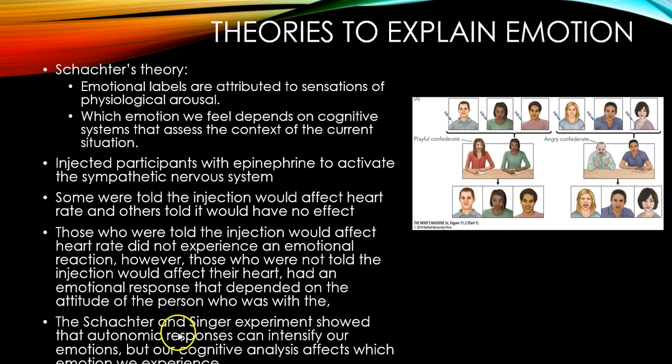And so this experiment showed that the autonomic response can intensify our emotions. And then the cognitive analysis also affects which emotion we experience. So if you're with a playful kind of confederate, then you're interpreting those feelings as a joyful kind of response. Interesting study.